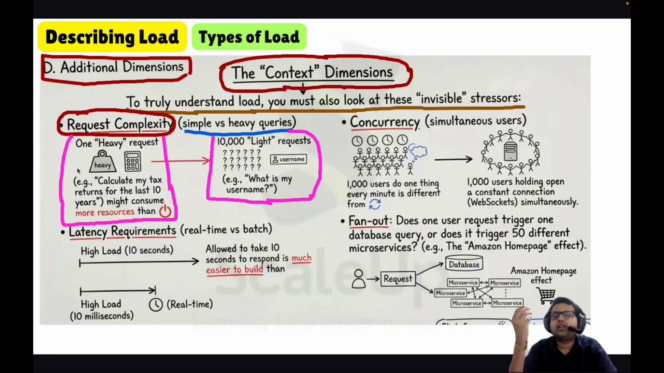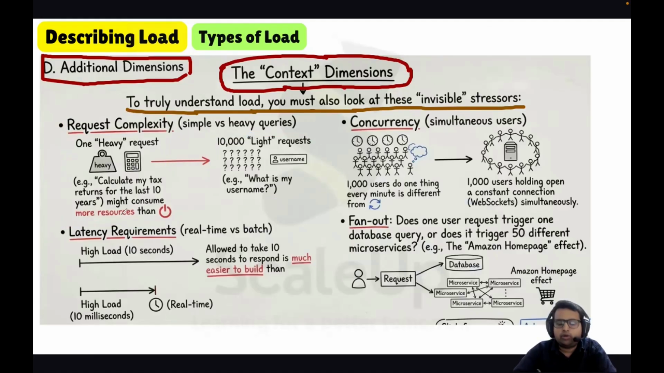Request complexity tells us whether the request is a heavy request or a light request, because we know that one heavy request can consume more resources than 10,000 light requests. So request complexity is a very important dimension to describe load.